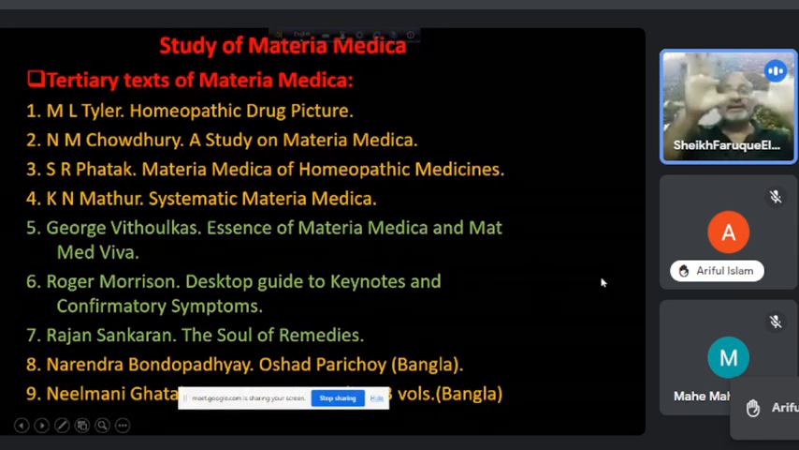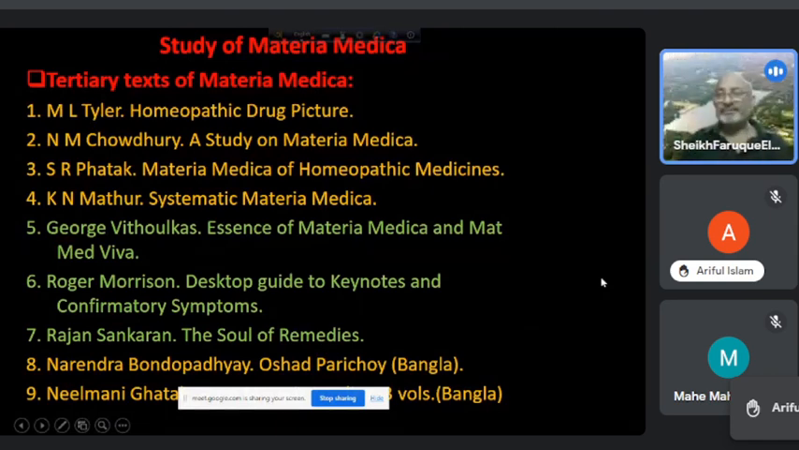So these are the categories of materia medica categorized by our stalwarts to make our study easier, step by step.